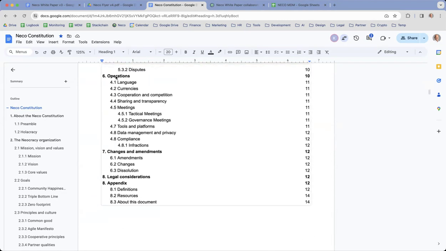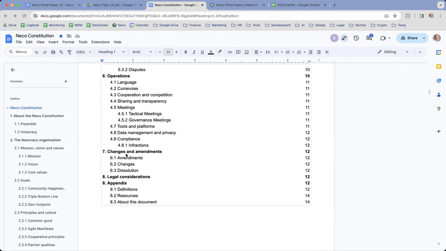The other topic is operations. We use a shared platform for the entire DAO, with multiple legal entities using the same tools, using the same system, accessing the same information, even though they're separate legal entities. It talks about sharing rules, about cooperation, about things like tactical meetings and governance meetings, and it talks about compliance.